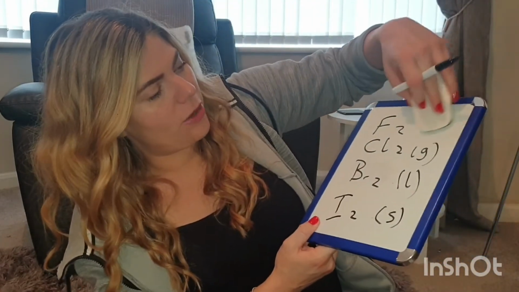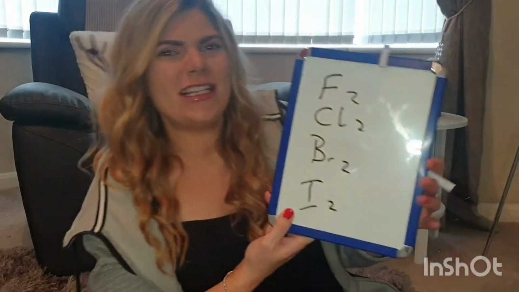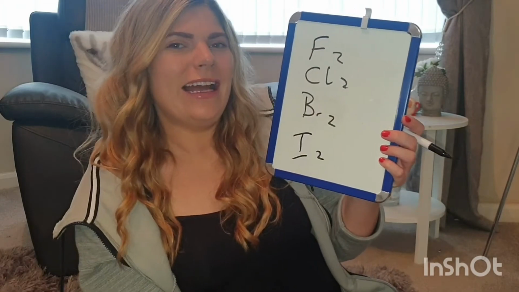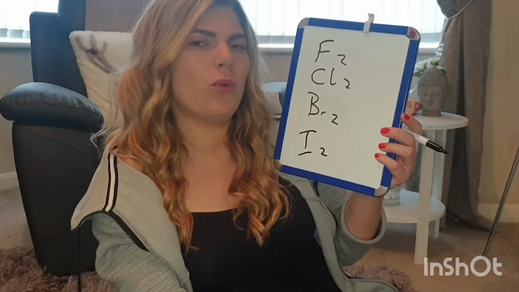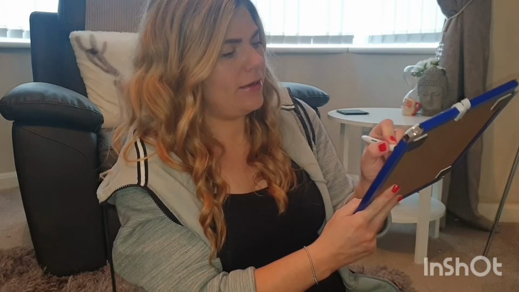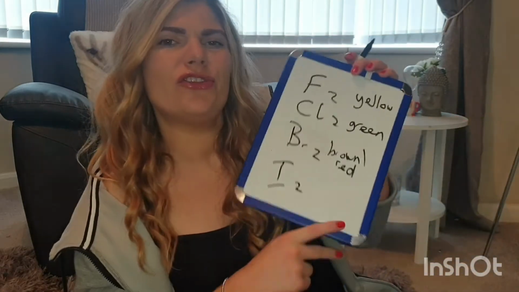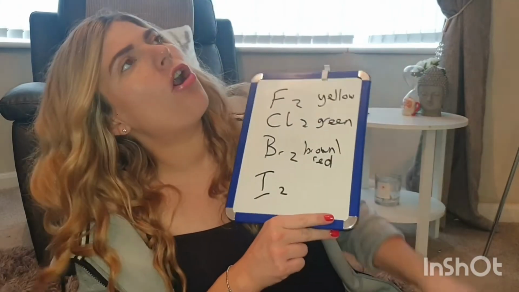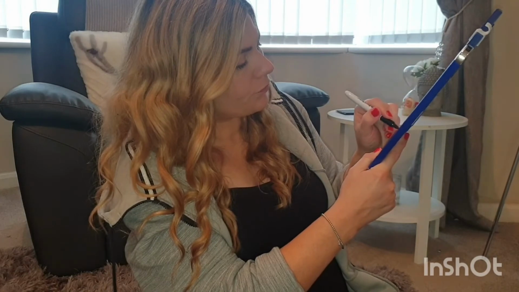Next thing you would need to know is how they look. So basically, you just need to know that the colours get darker. I've not actually seen them ask what colour is fluorine and chlorine, but it is in the spec. So fluorine is yellow. Chlorine is green. Bromine is a brown red, and it gives off an orange vapour. And then iodine is purple.